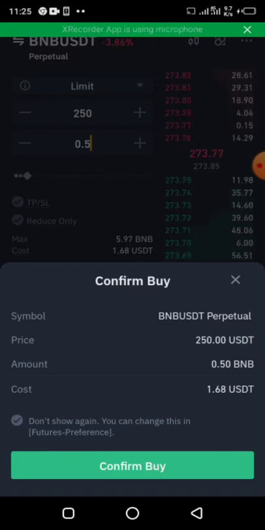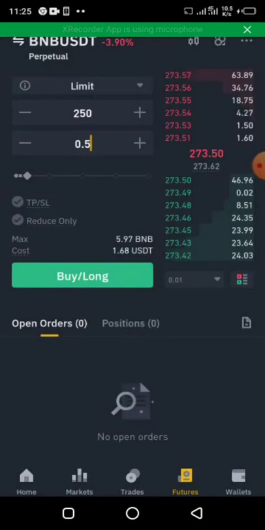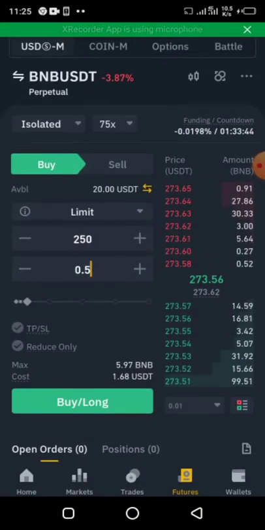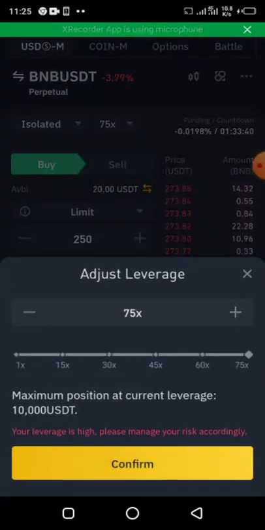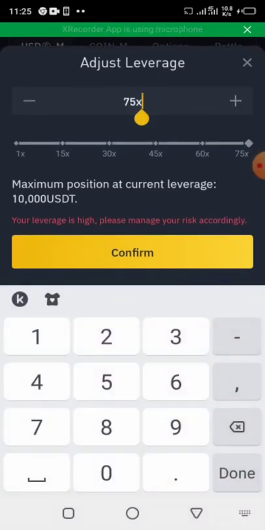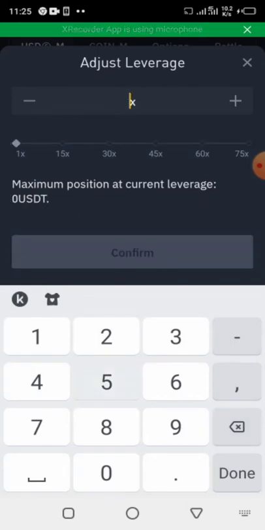I'm buying at 1.68. Just $1 is less than $2. Something I'm supposed to buy with 125 USDT, I'm now buying with 1.68 USDT, because I'm using a leverage of 75. Let's change the leverage to 50 now so that you can see what I'm saying.